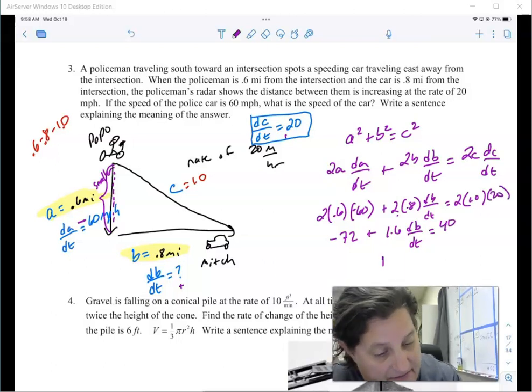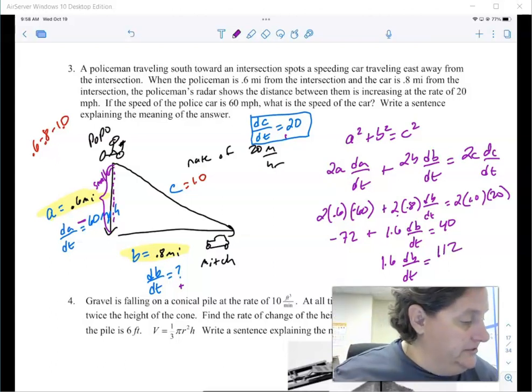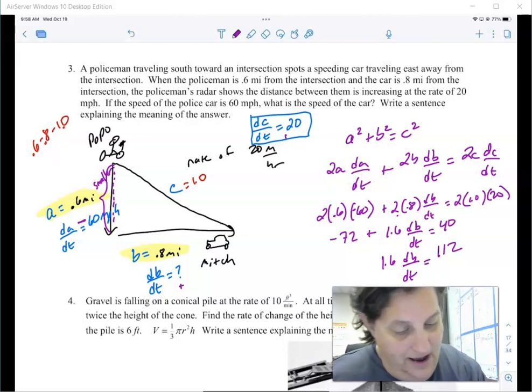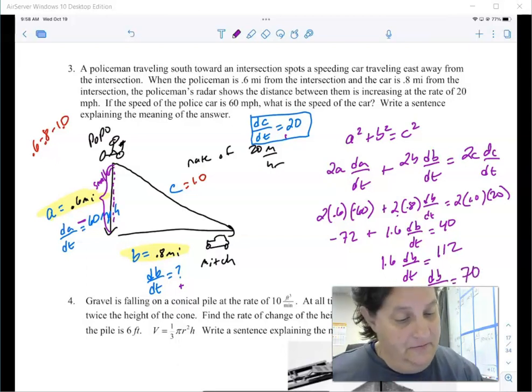As I add the 72 over, I get 112 divided by 1.6. Ooh, let's see how fast Ms. Mitchell is going. 112 divided by 1.6. Aw, heck no, that's not even speeding. I got 70, okay, miles per hour. All right?